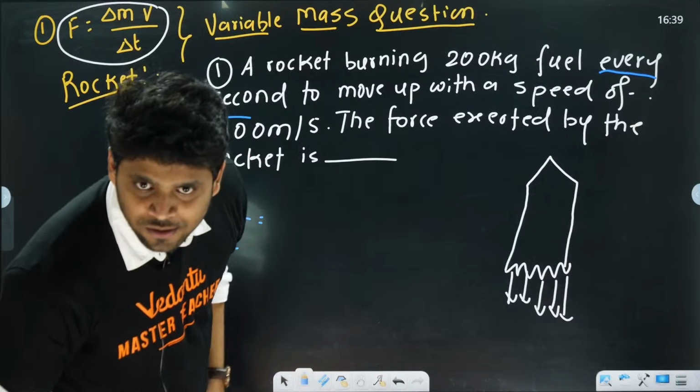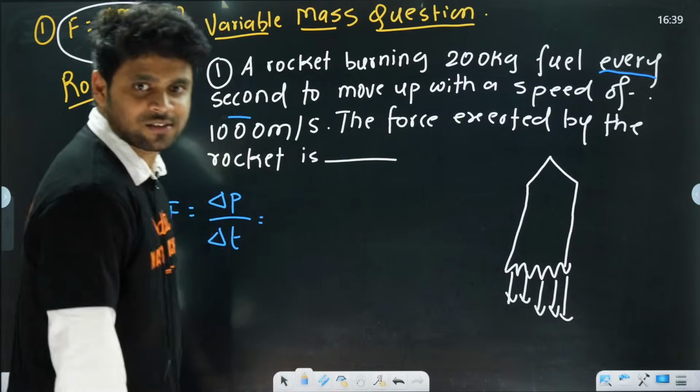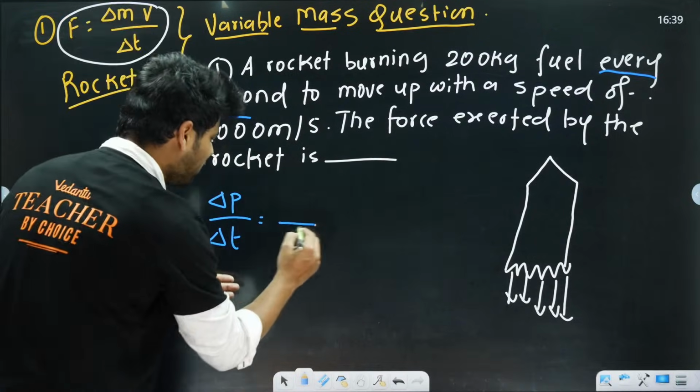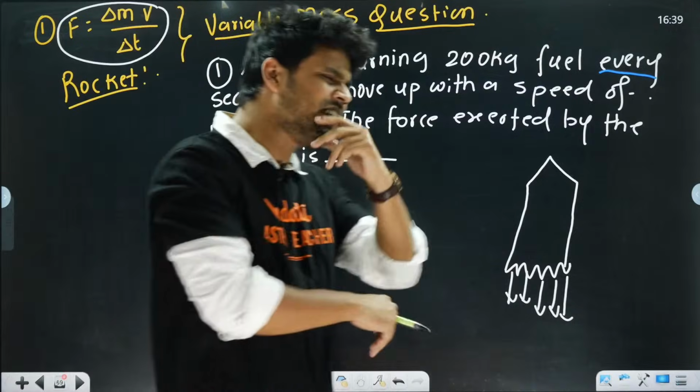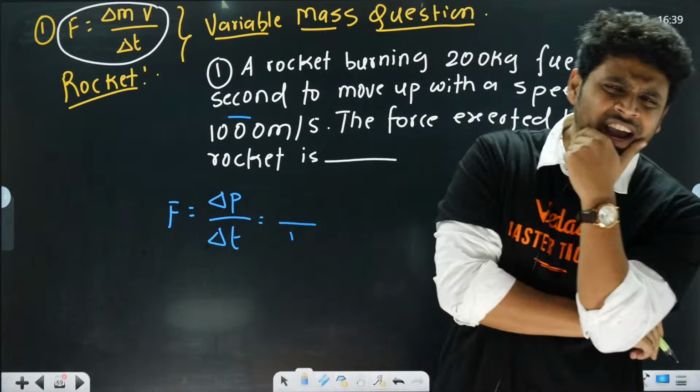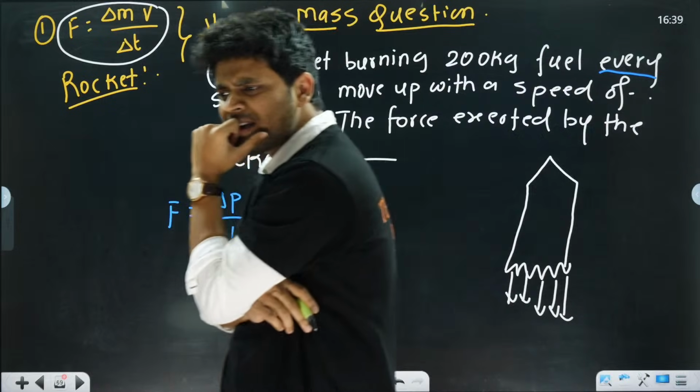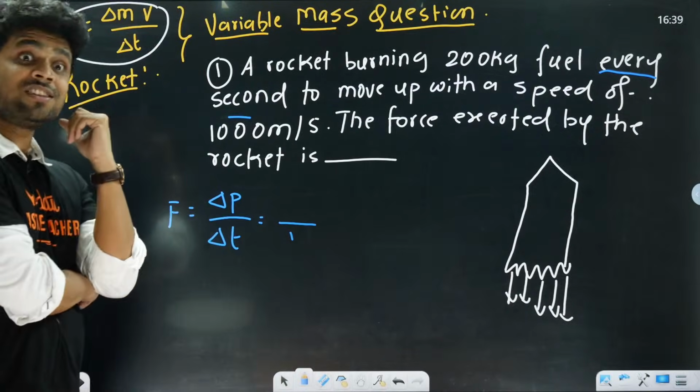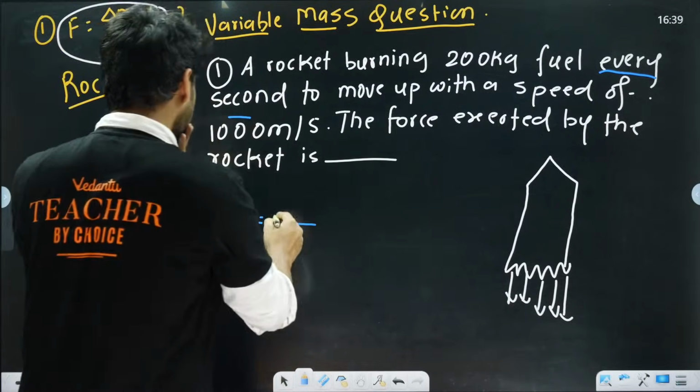But what is the change in momentum? Change in momentum is change in mass into change in speed. But speed is not changing, mass is changing. So you can simply say V into delta m.